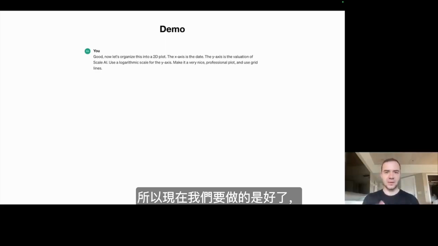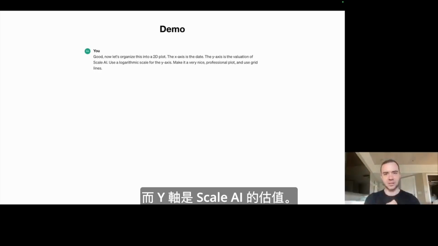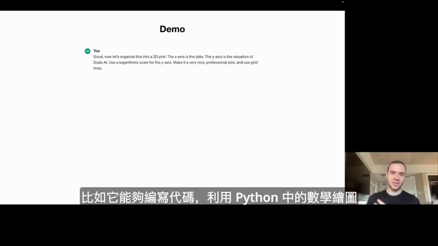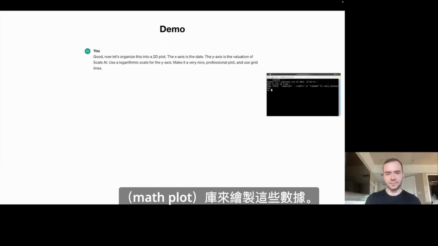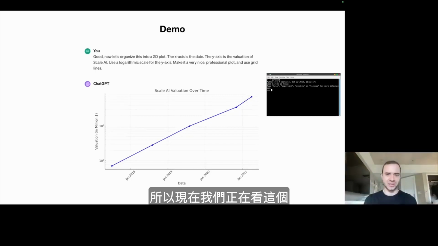So now, okay, we have the valuations for all the different rounds. So let's organize this into a 2D plot. I'm saying the x-axis is the date and the y-axis is the valuation of Scale AI. Use logarithmic scale for the y-axis, make it very nice, professional, and use grid lines. And ChatGPT can actually, again, use a tool. In this case, it can write the code that uses the matplotlib library in Python to graph this data. So it goes off into a Python interpreter, it enters all the values, and it creates a plot. And here's the plot. This is showing the date on the bottom, and it's done exactly what we asked for in just pure English. You can just talk to it like a person.